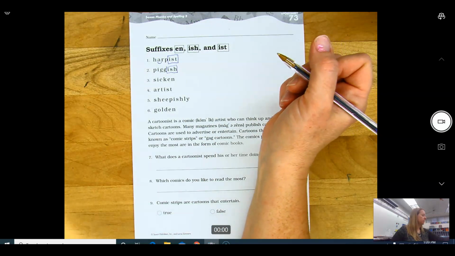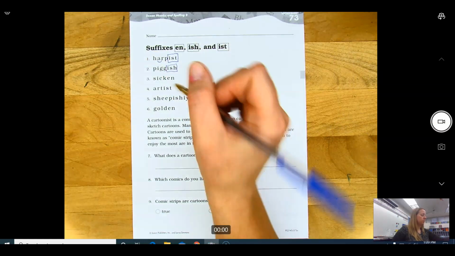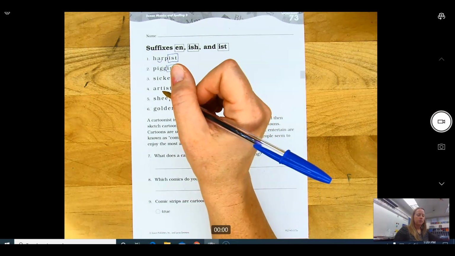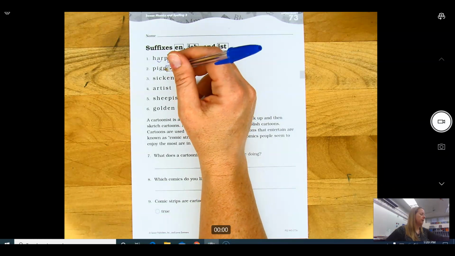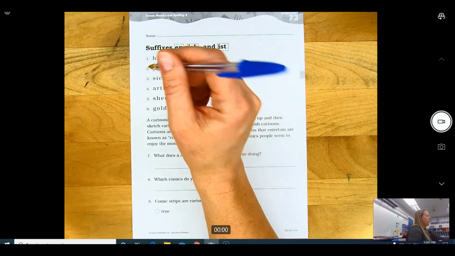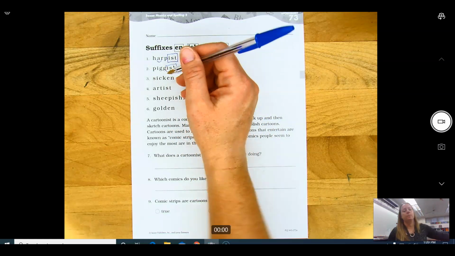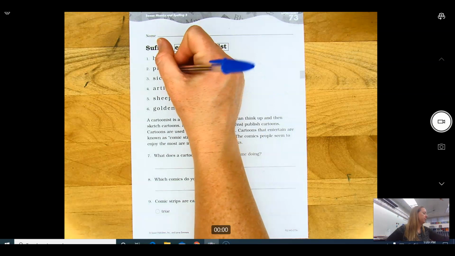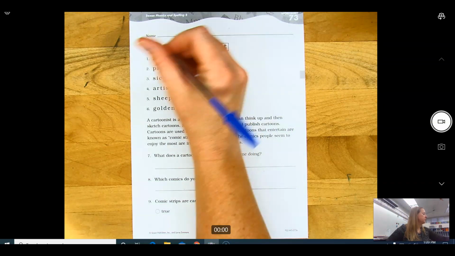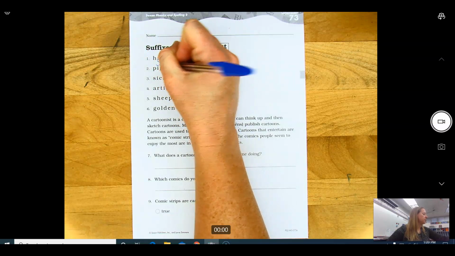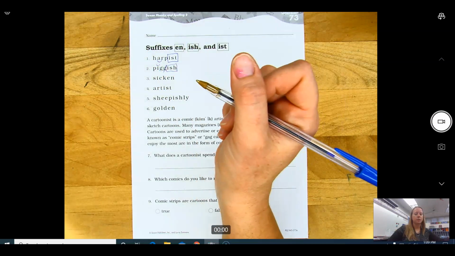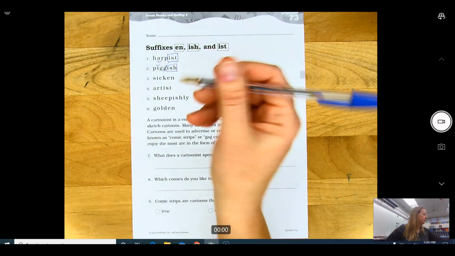Okay, this is suffix ish. Now, this is not a root word. However, we had to double the G because there's a rule that we have discussed before, where in some words, when you add the suffix, you have to double the consonant. Okay, so my vowel is followed by a consonant. We don't say this G again, so I'm going to cross it out. So it's piggish. You're acting like a pig.